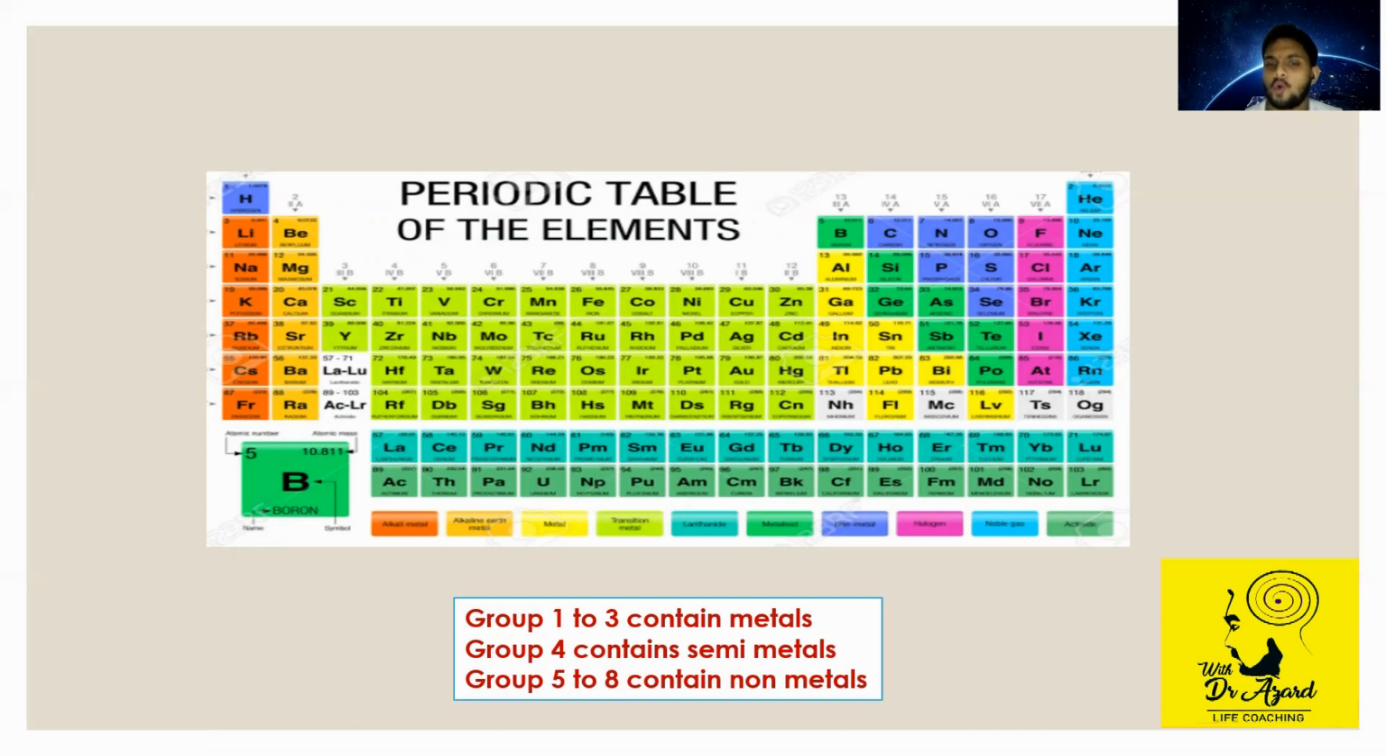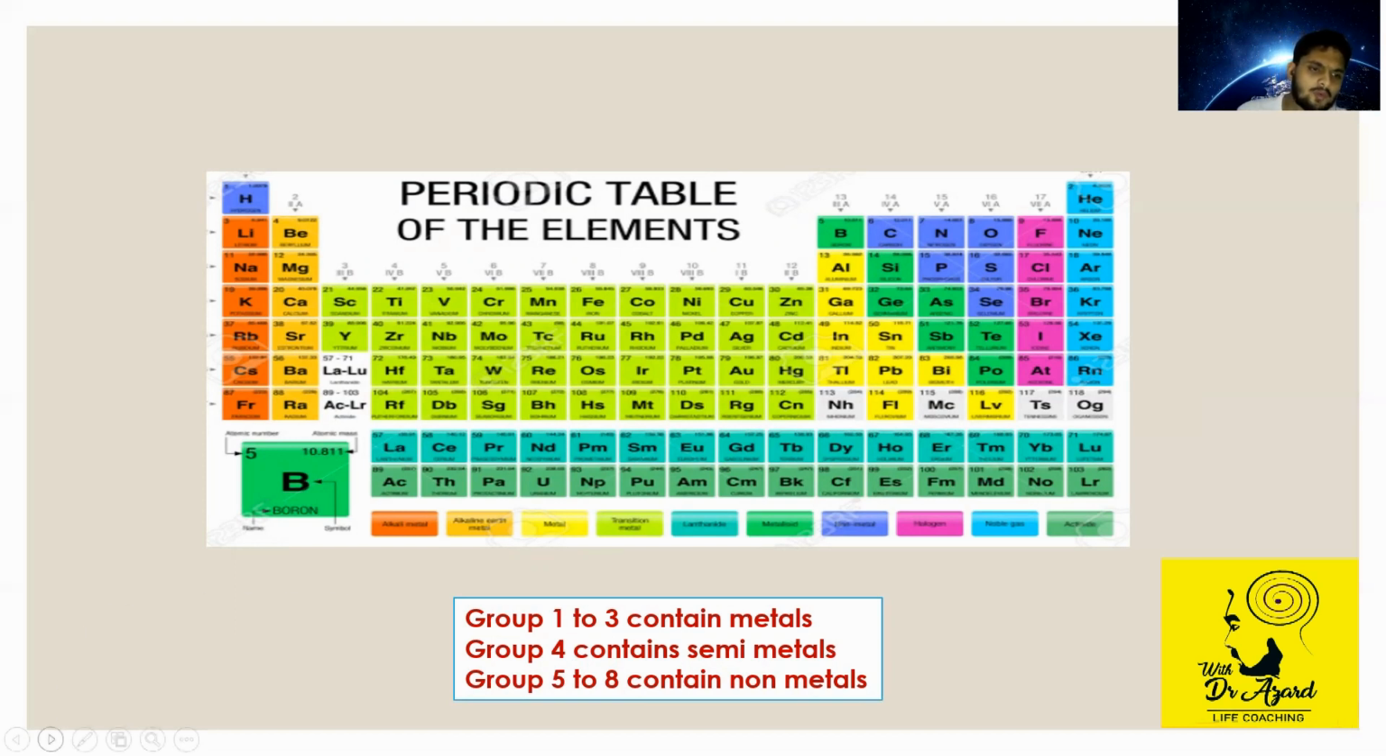Then what about group 4? Group 4 contains semi-metals, which means they have metallic properties, and they also have non-metallic properties. So it's like a 50-50 property of metallic or non-metallic. Their properties might vary due to temperature or maybe due to any other outside variable. So because of that, we give it the name semi-metals. All right.